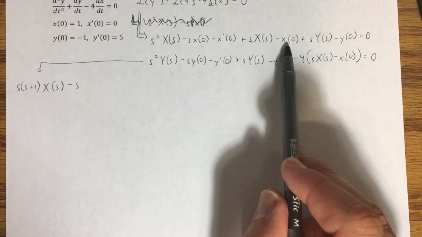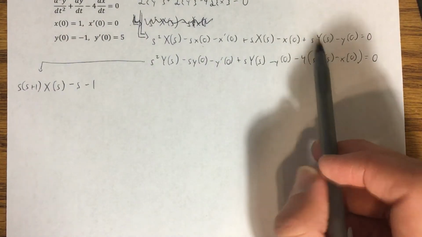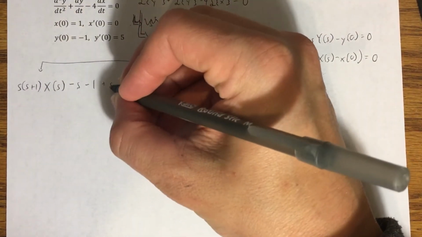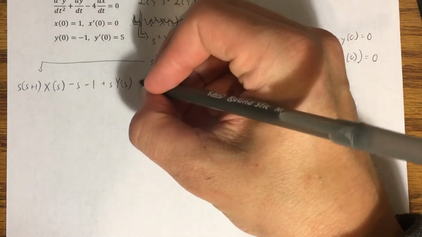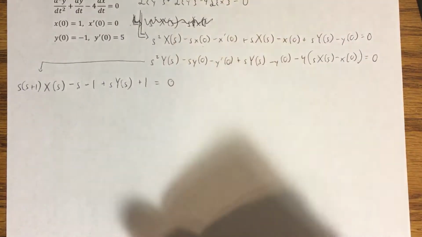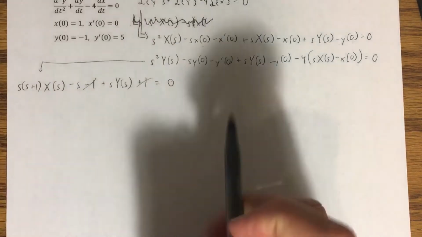Minus x of 0, that's minus 1 from our initial conditions, plus s y of s, minus y of 0, which is negative 1. So minus negative 1, that's plus 1. And that equals 0. And notice I have a negative 1 and a positive 1 that will cancel each other there.